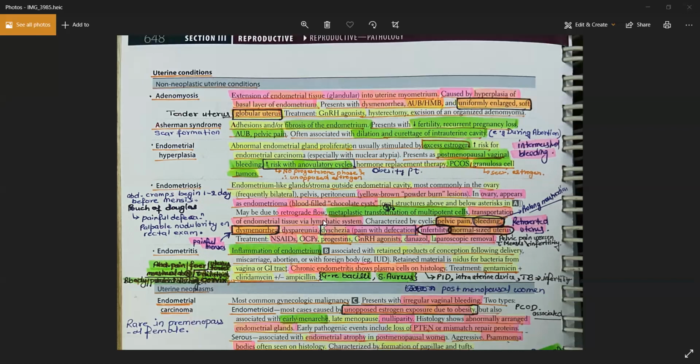Retrograde flow could be there, metaplastic transformation could be there, or the metastatic movement of the cells could be there, right, via lymphatic system. So that all causes the endometriosis. Treatment again includes the NSAIDs for the pain control, OCPs to control the growth of these tissues, progesterones could be given, GnRH agonist could be given, danazol could be given, and laparoscopic removal of these tissues should be done.